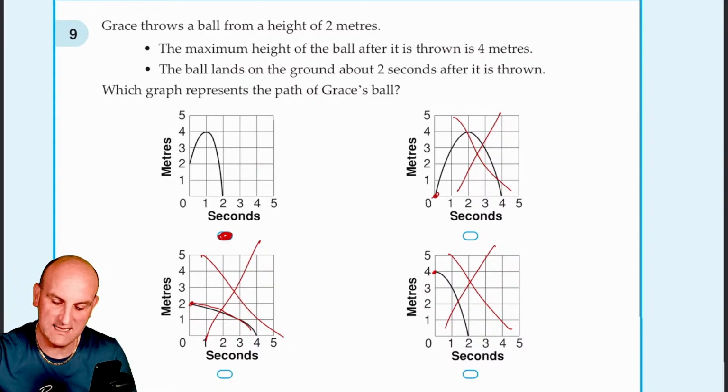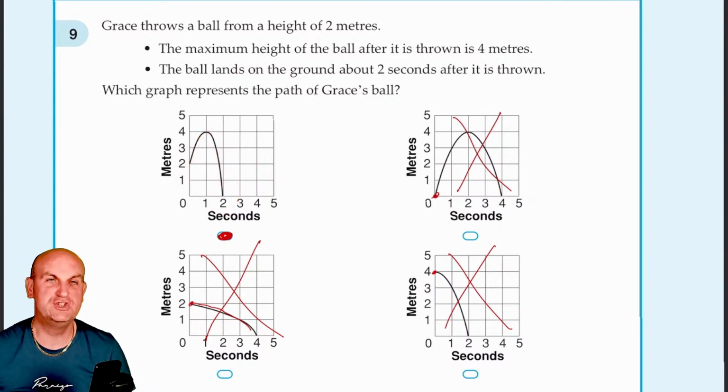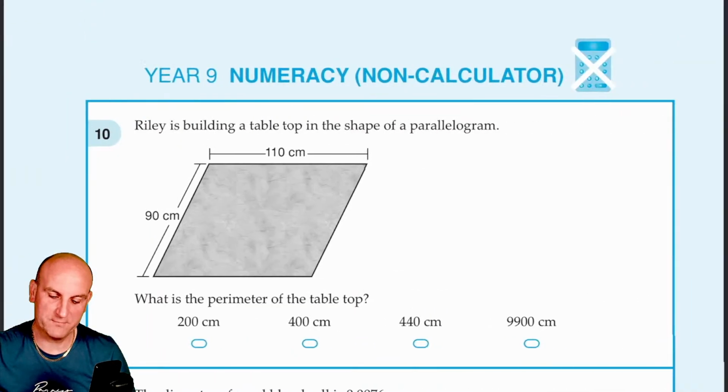Does it start from 2 meters? Yes. It gets thrown up to a height of 4, comes back down and lands after 2 seconds. Ka-ching. We've got the right one there. All right, let me see.